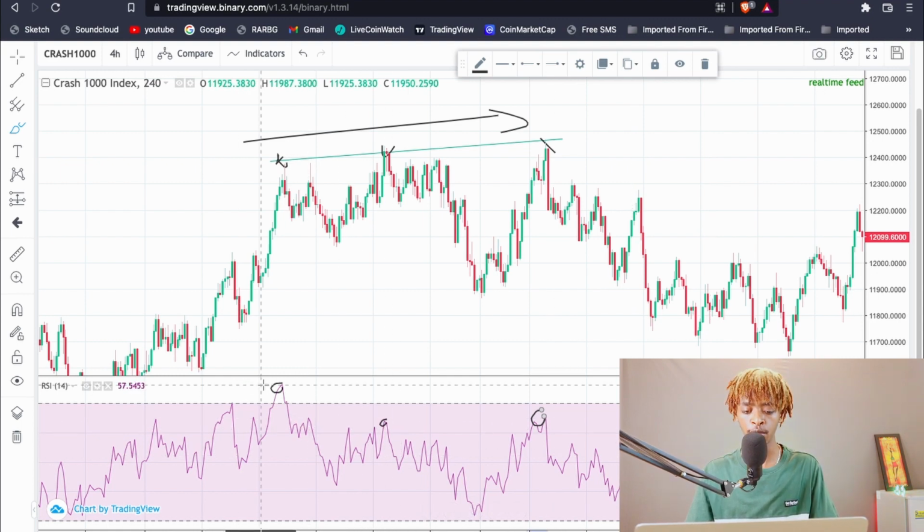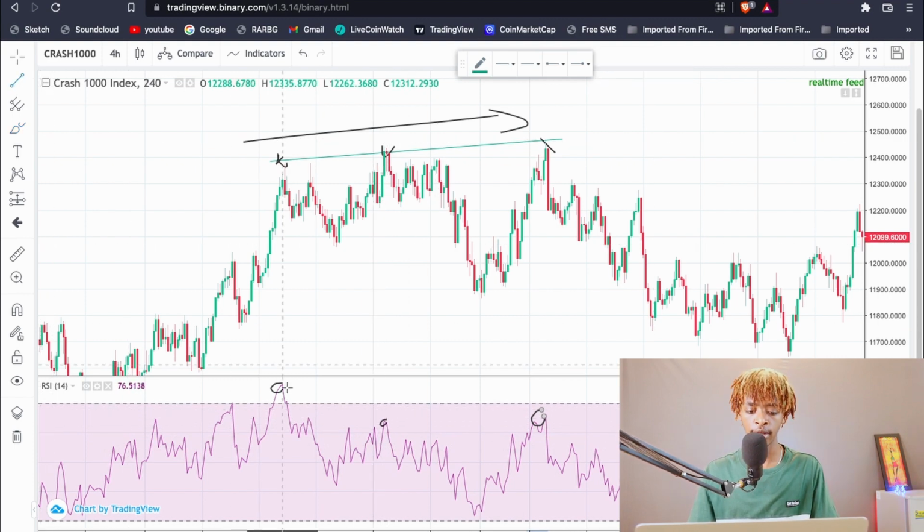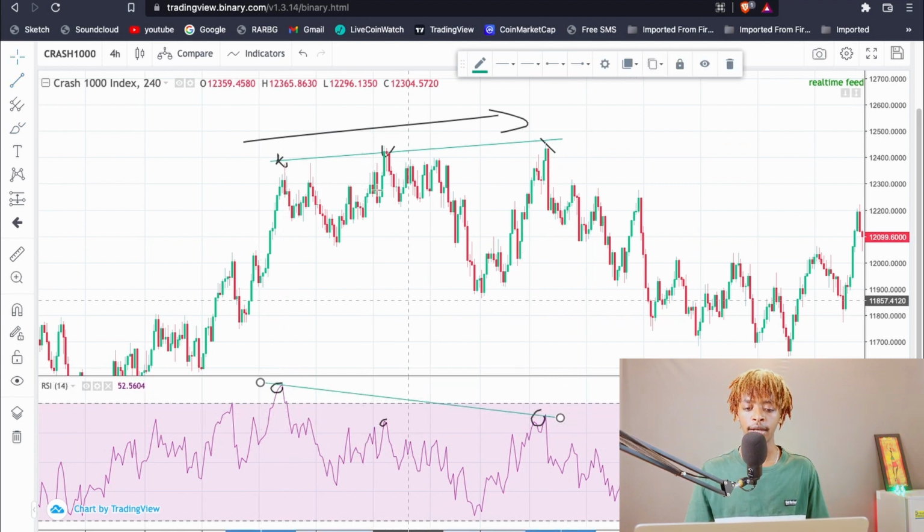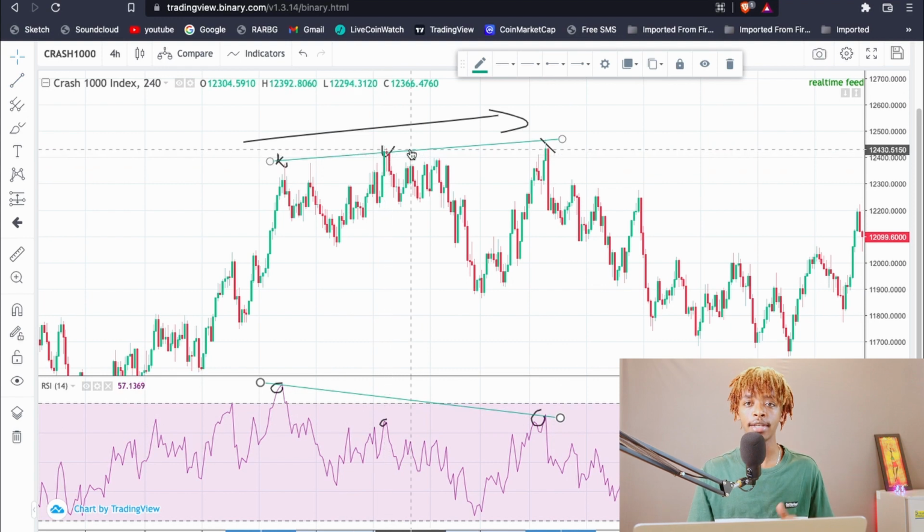We can connect these points together, but the point at the middle, it's below the average or the 70, so we can ignore that. Then put a trend line over there, connect those points like this. So when you connect them, the line on the chart, it's inclined, but the line on the RSI, it's declined. That means there is divergence.